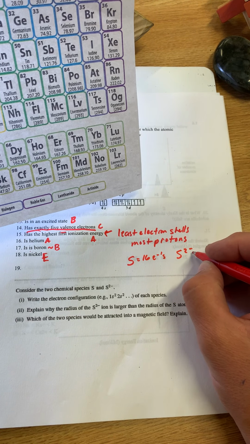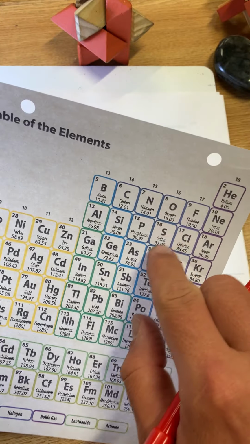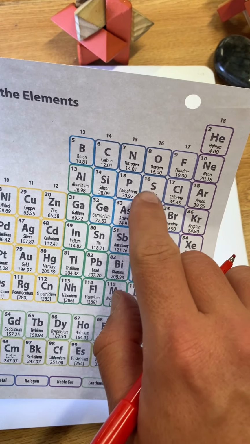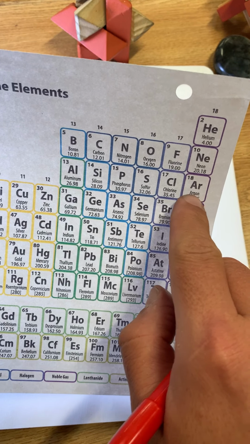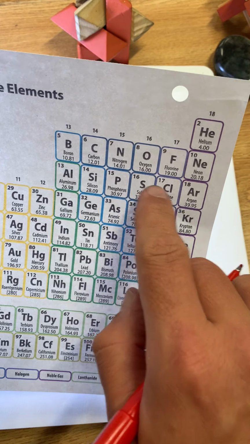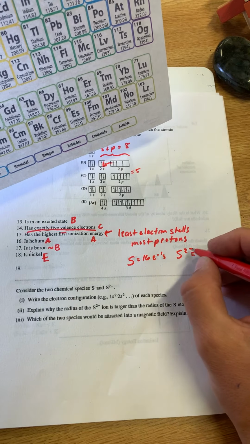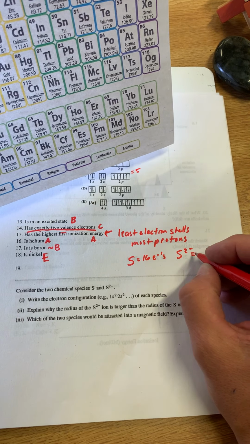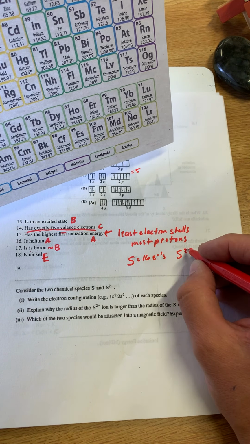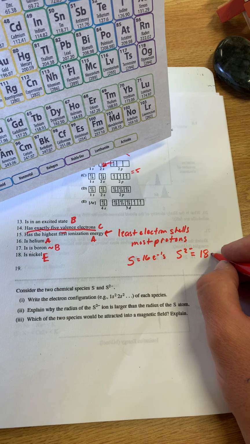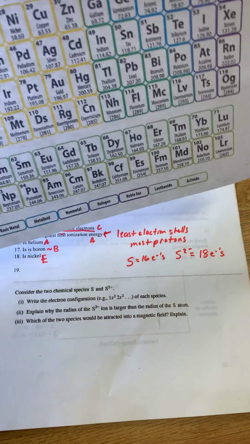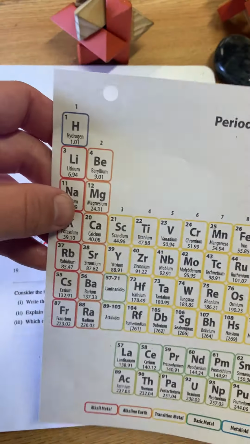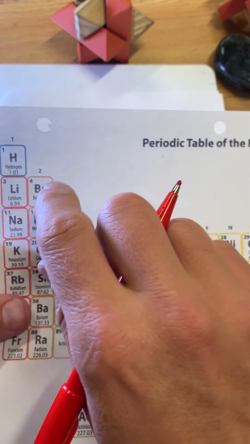S2 minus, sulfur 2 minus, we looked at that last class. It needs to gain 2 electrons to be stable, so often it will gain 2 extra electrons. That's what this 2 minus tells us, 2 extra electrons. So it has 18 electrons. So we want to start adding in electrons until we get to sulfur.